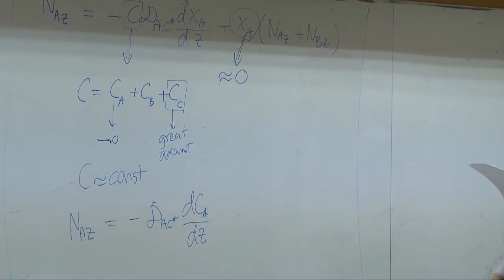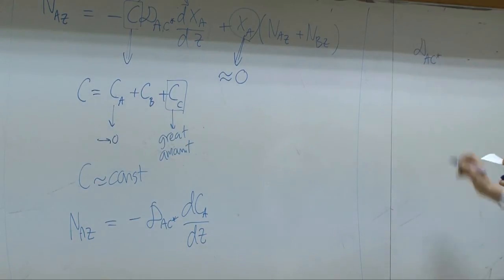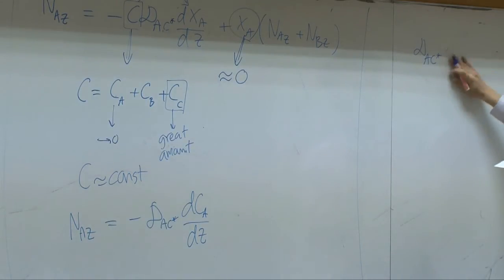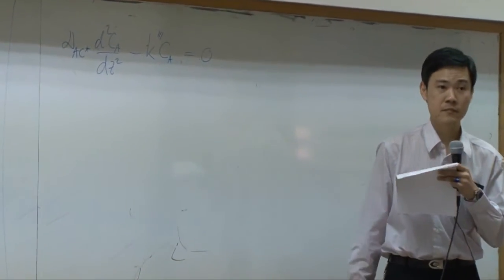Plug it back into the shell balance, you will have dAc star, second order differentiation of Ca by dz squared minus k triple prime Ca equal to 0.